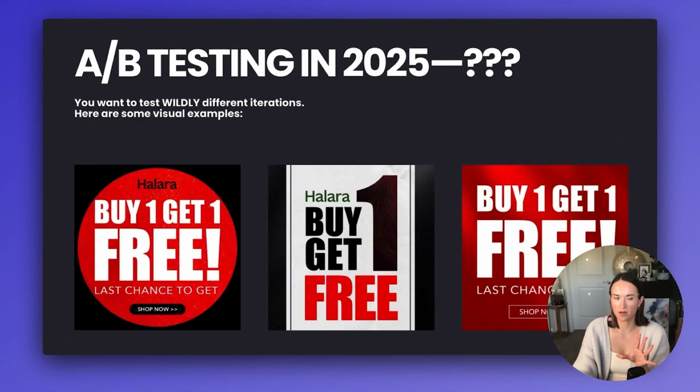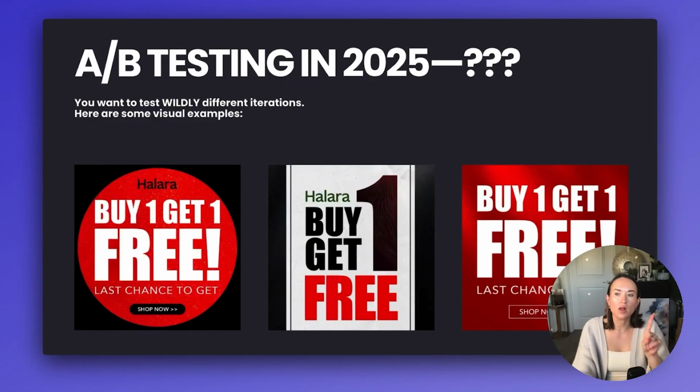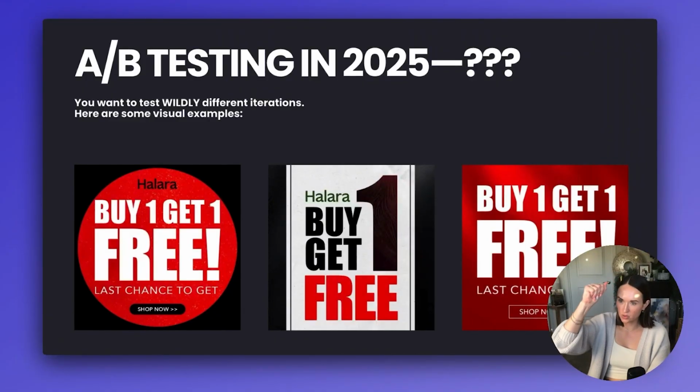So when I think of "change one thing, test one element at a time," like the headline or visual, that is not considered wildly different. However, what is the one thing going into this test? This is focused on buy one, get one free. So that is the overarching angle. That is what we're going in for testing.